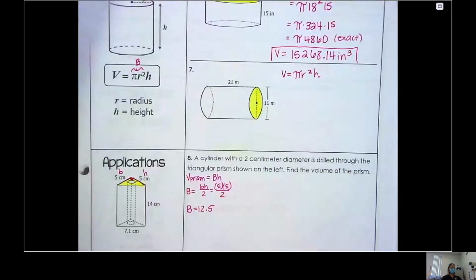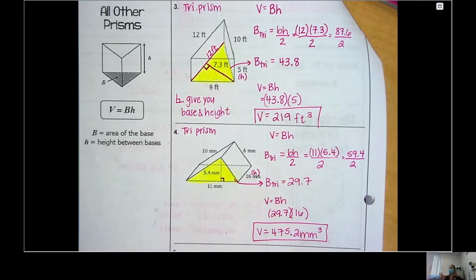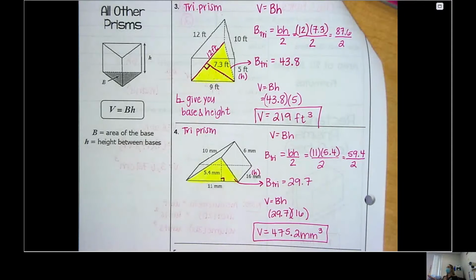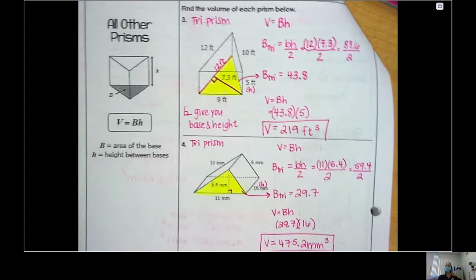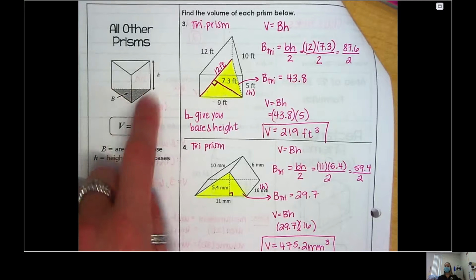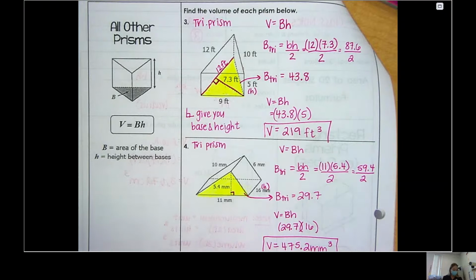We also learned yesterday about volume of all other prisms. So that means any other prism that wasn't a rectangle at the bottom. So that could be a triangle at the bottom. That could be a hexagon at the bottom. What you had to do for those problems was find the area of the base, whatever the shape was at the bottom. We had to find that individual area and then multiply by the height of the whole prism.